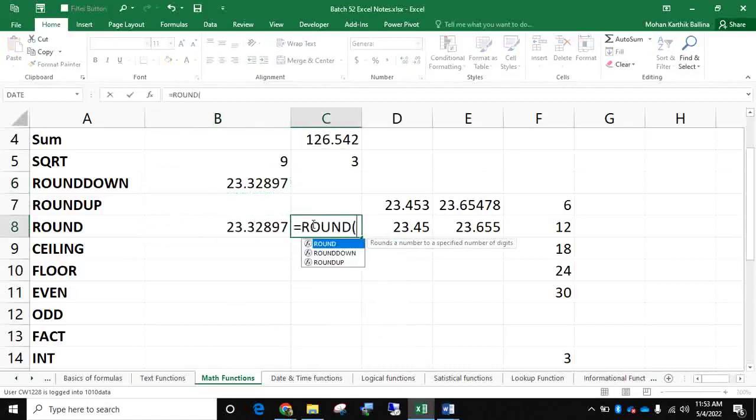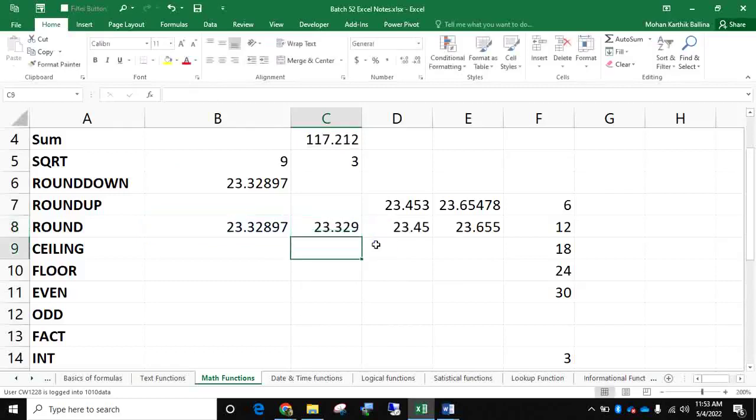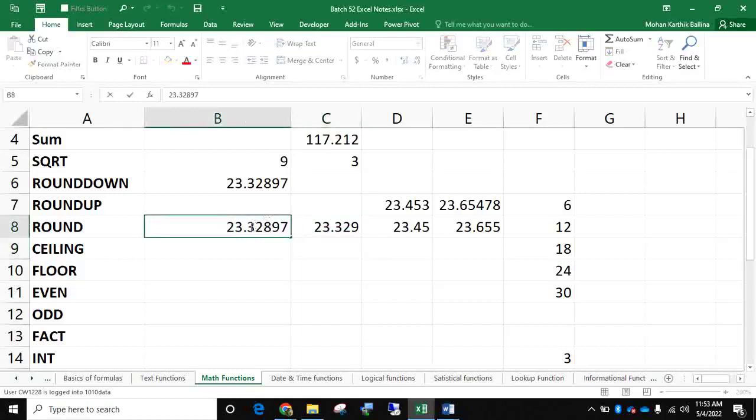Now, ROUND: I want to see the number of digits after the decimal. 23.329, correct? Check if you like. After the 2 he said 3 digits, correct. So actually there is a 9. 9 is almost greater than 5. So 89 is closer to 90. So 23.329.